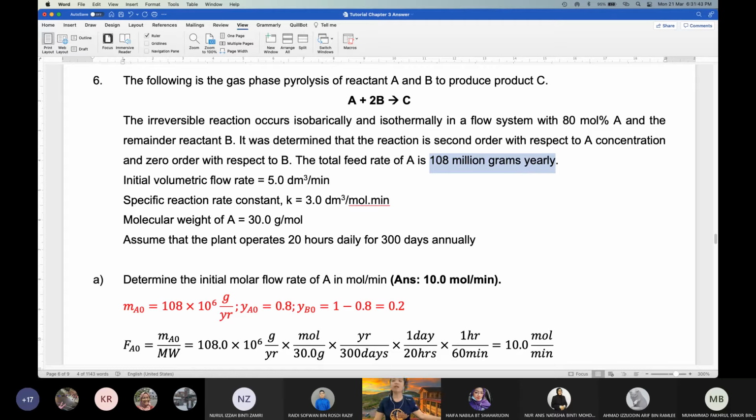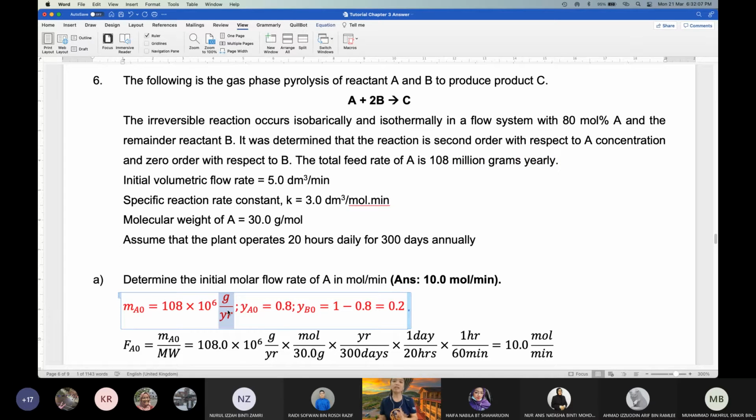So now they give us the mass flow rate. They give us the mass flow rate of A as 108 million gram yearly. Or we can say, if we use M for mass flow rate, they give us MA0 as 108 times 10 power of 6 gram per year.